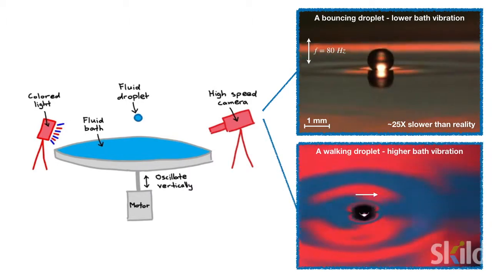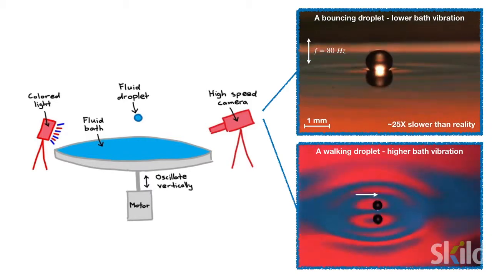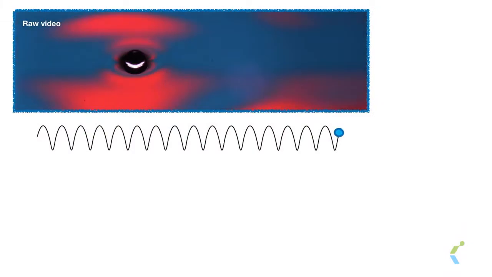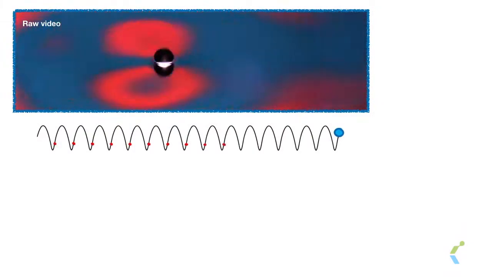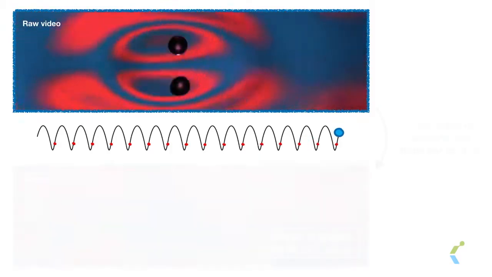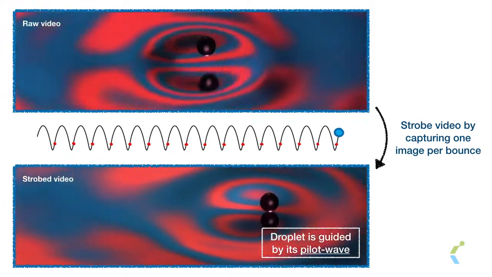Remarkably, if we shake the bath harder, the droplet starts to walk horizontally, propelled by the waves generated at its previous impacts. To better visualize the drop's horizontal motion, we capture only one image per bounce, as indicated by these red dots. This results in a strobed video that shows the walking droplet surfing along a guiding wave field, called its pilot wave.